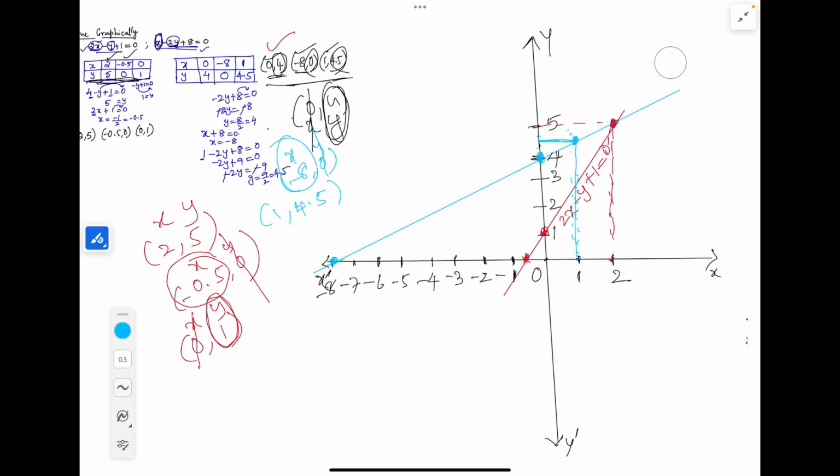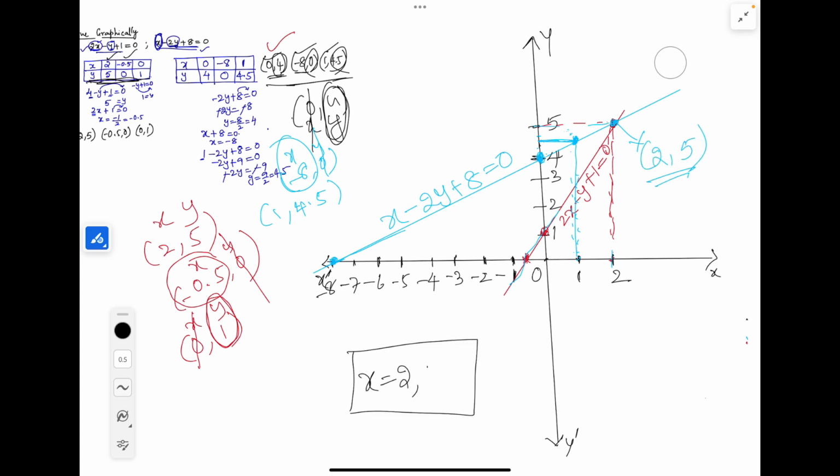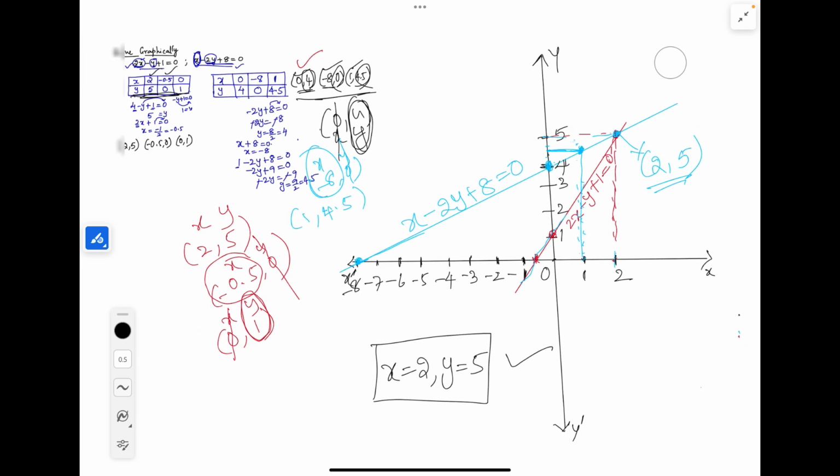So this is the second equation graph, which is x minus 2y plus 8 is equal to 0. Children, what do we observe? Both these lines are meeting at a point, this point, right? What is this point? 2 comma 5. So 2 comma 5 is the solution of this pair of linear equations.